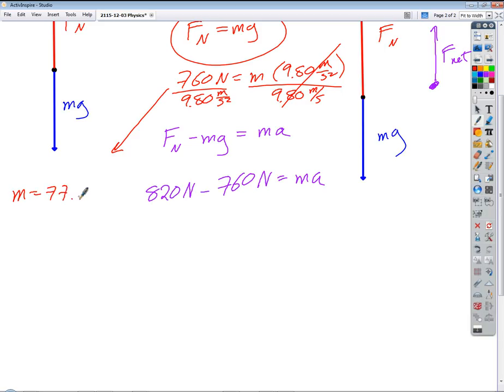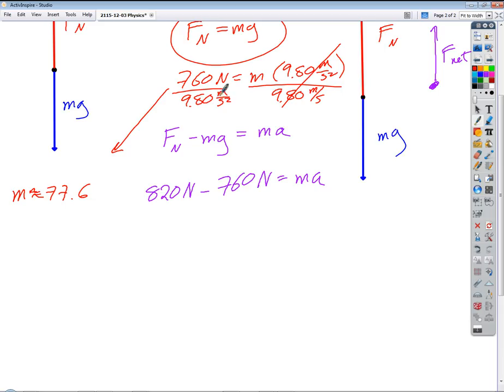So I'll just call it roughly 77.6, and you'll just store that in your calculator, right? So it's that many kilograms, isn't it? Because remember what a Newton was? A kilogram meter per second squared divided by a meter per second squared. The meter per second squareds cancel, and we just get kilograms.